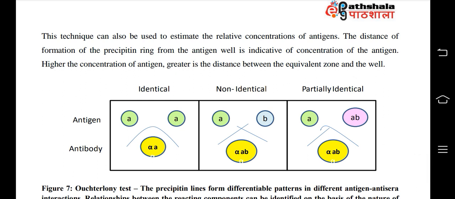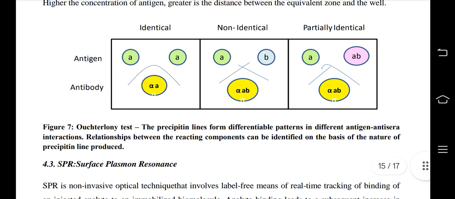The distance of formation of the precipitin ring from the antigen well is indicative of the concentration of the antigen. The higher the concentration of antigen, the greater the distance between the equivalence zone and the well. Antigen, antibody: identical, non-identical, partially identical. In the Ouchterlony test, the precipitin lines form differentiable patterns in different antigen-antisera interactions. Relationships between the reacting components can be identified on the basis of the nature of the precipitin line produced.